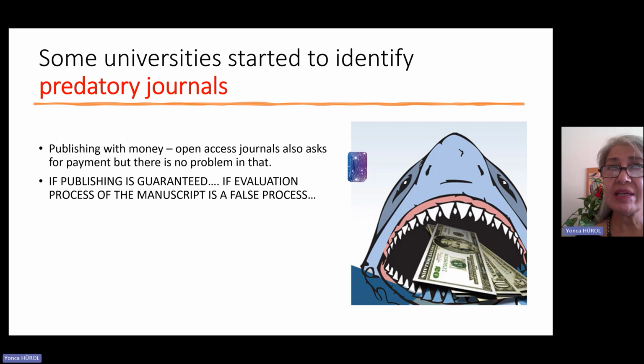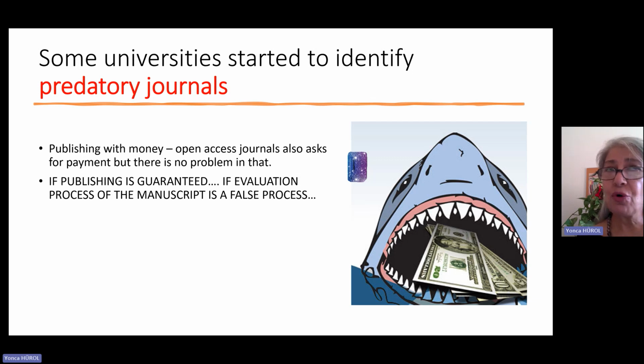First of all, I must say that it's not only the money which helps to identify them. They might ask money, but open access journals of very reliable publishing companies also ask for money. So you cannot be sure if somebody asks money for publication. If it is not open access, then you might be careful about it.